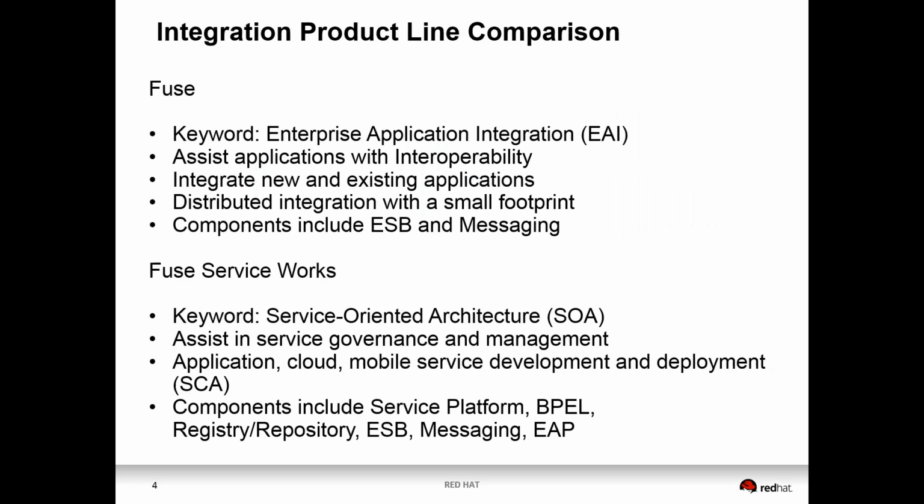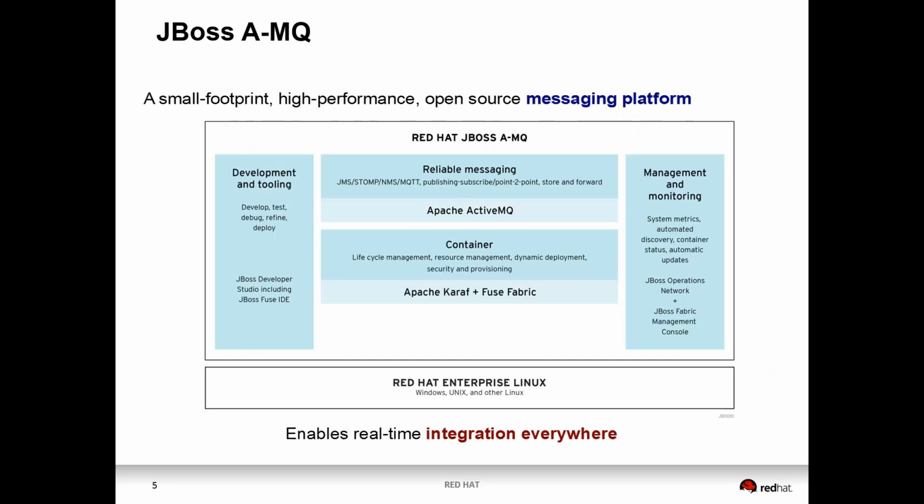Just a couple of additional quick notes. For Fuse, the keyword is enterprise application integration. It assists applications with interoperability. Small footprint components include the ESB and messaging. In Fuse ServiceWorks, the keywords there: service-oriented architecture, system service governance and management based on service component architecture. Components include the service platform, BPEL, registry, repository, ESB, messaging, and runs on EAP.